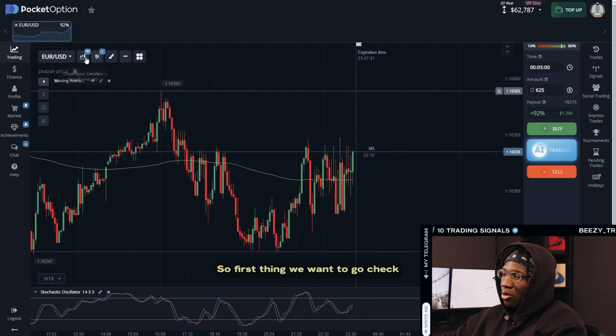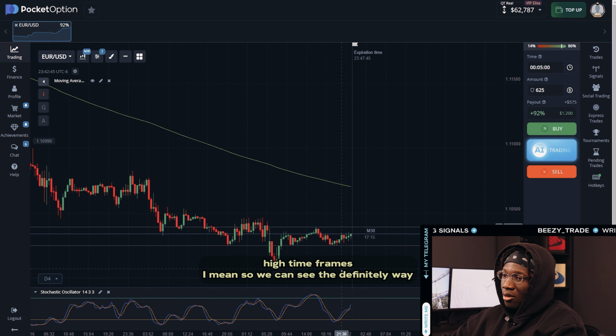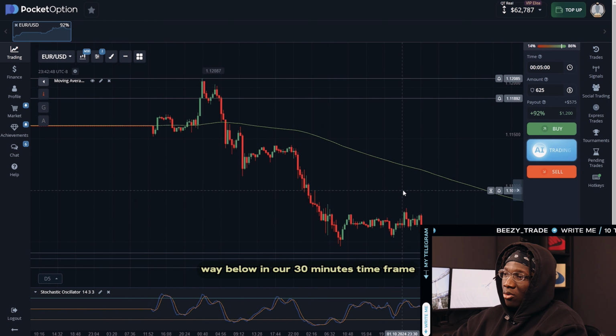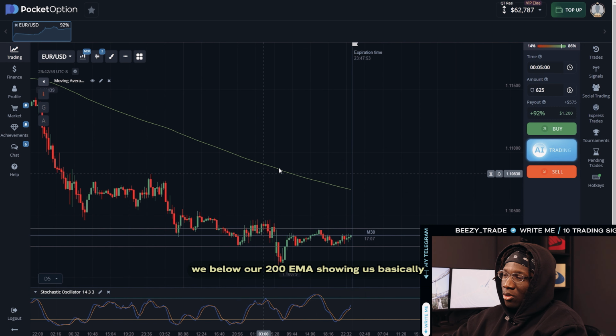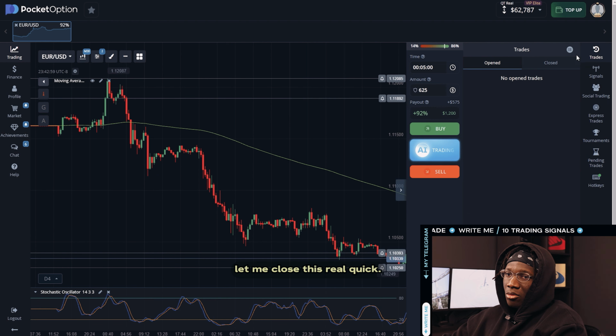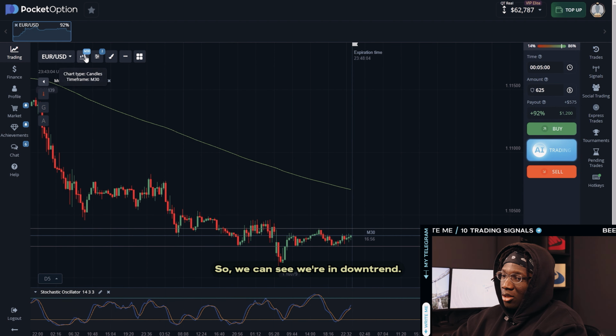First thing we want to do is check our higher time frames. We can see that definitely we're way below on our 30 minutes time frame, way below our 200 EMA, showing us basically the market has been in a downward trend. Let me close this real quick. So we can see we're in a downward trend.